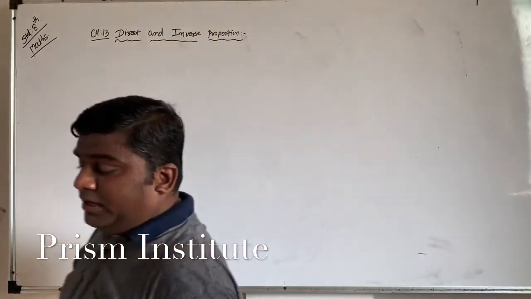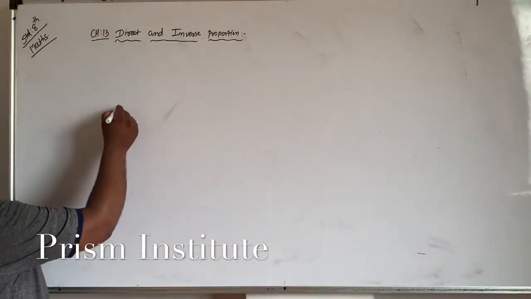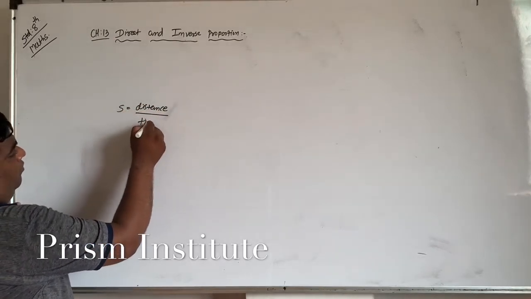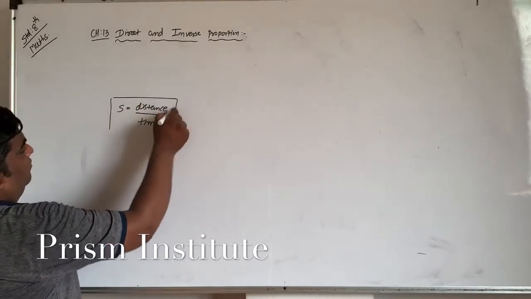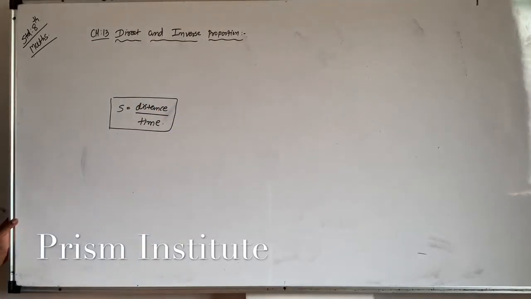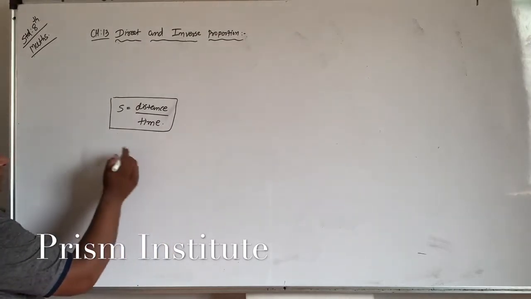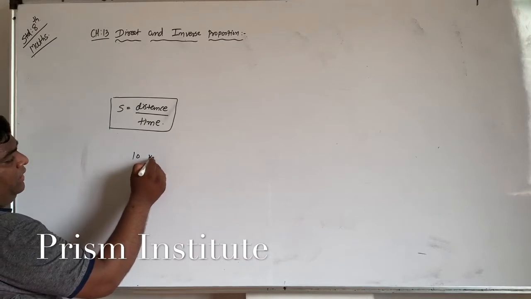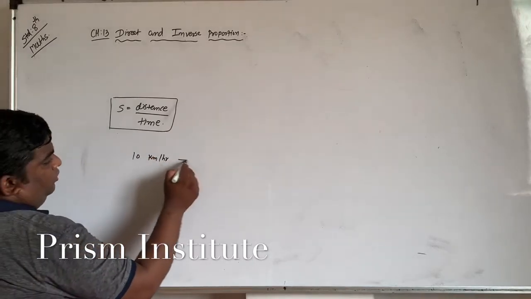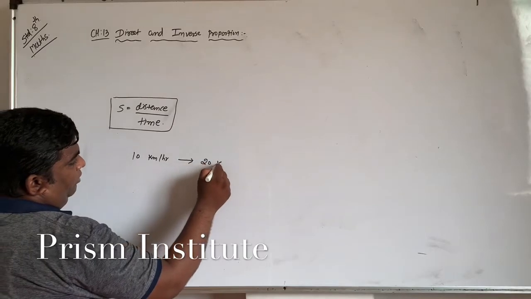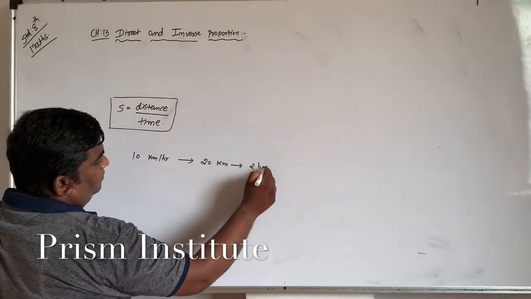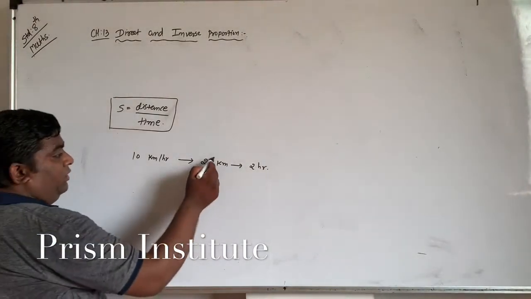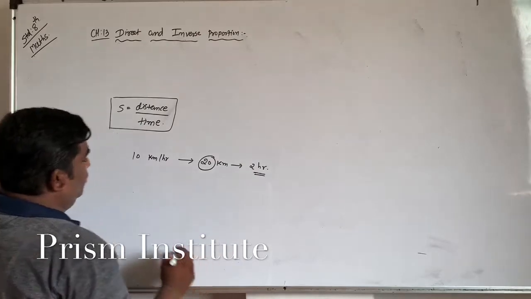revise the theory. Here you know that speed is equal to distance upon time. This relation is very well known to you. Speed is equal to distance upon time. Now suppose your speed is 10 km per hour. You complete 20 km in 2 hours. We know that if our speed is 10 km per hour and we want to cover 20 km, we take 2 hours.